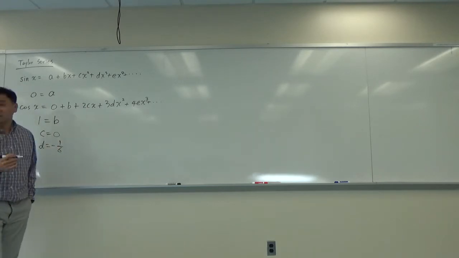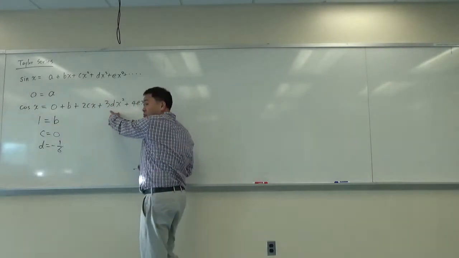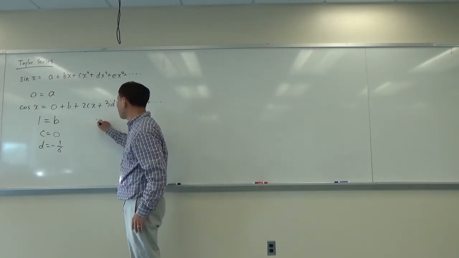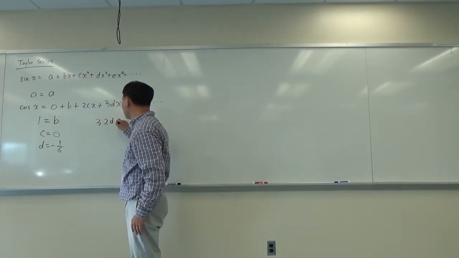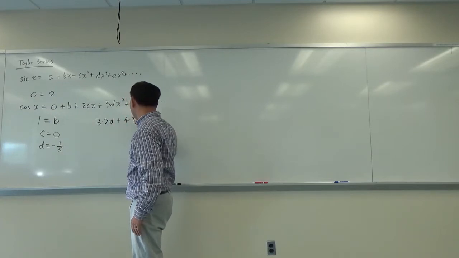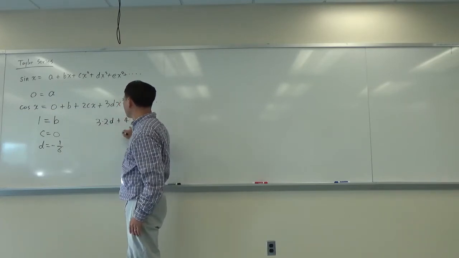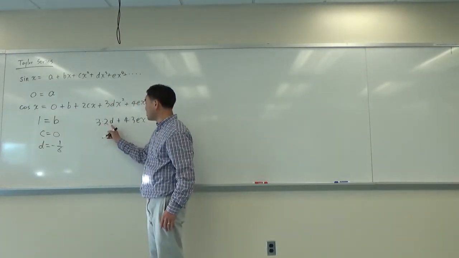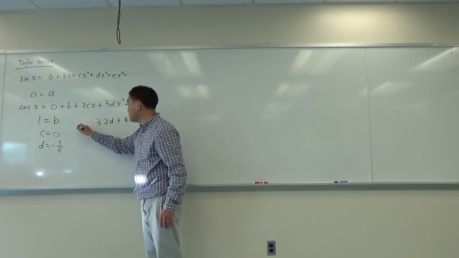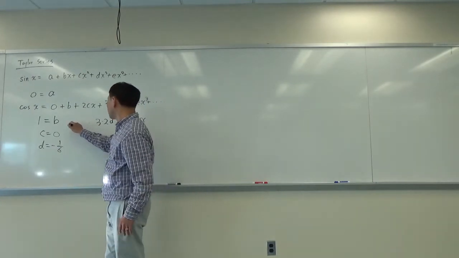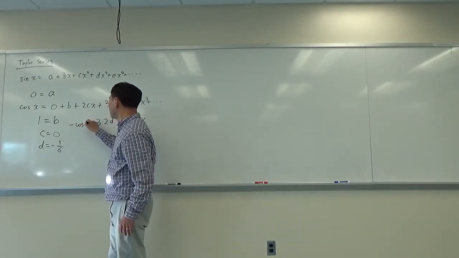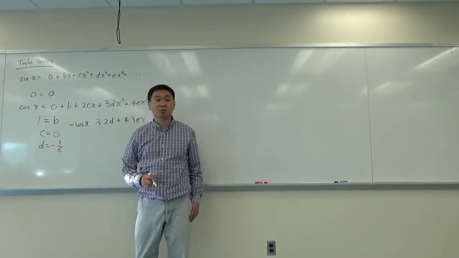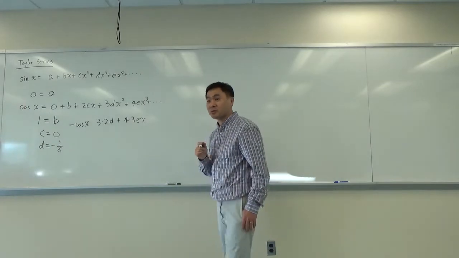That's because if you differentiate this again, what happens? 2 comes down, right? So if you differentiate twice, you're going to end up with 3 times 2 times D, plus 4 times 3 times ex, that will be the second derivative of this thing. And when you plug in 0, 3 times 2 times D would be equal to negative cosine of 0. Negative cosine of 0 is negative 1, so you get D equal to negative 1/6. Good? All right.